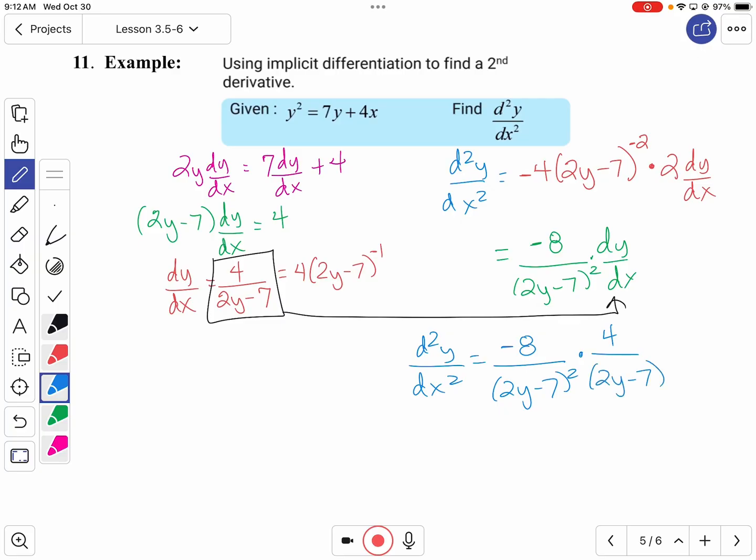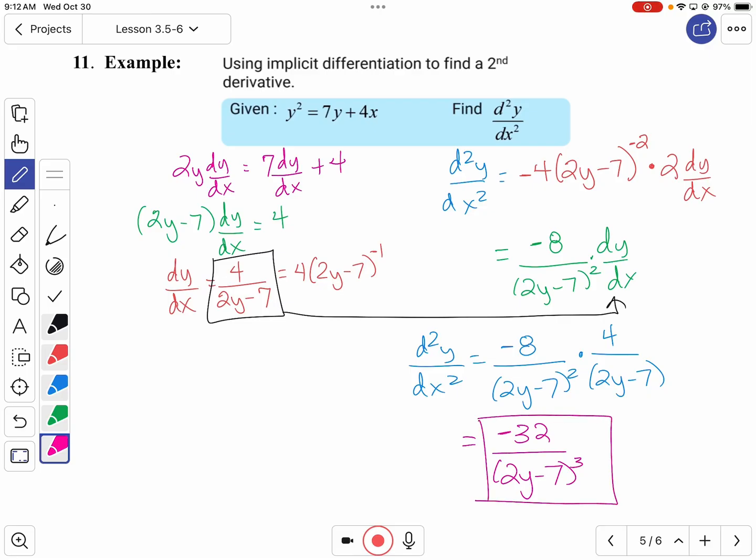Well, let's make that as pretty as possible. So multiply across, negative 32. On the bottom, how many 2y minus 7s do I have? I have 3 of those. That is my second derivative.